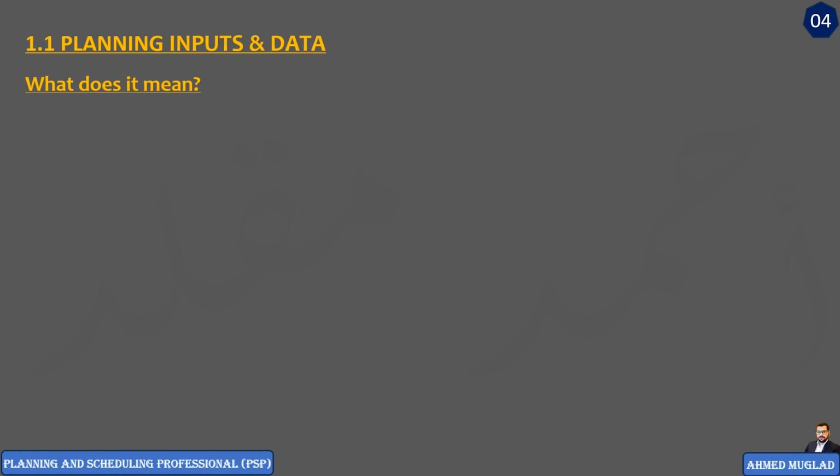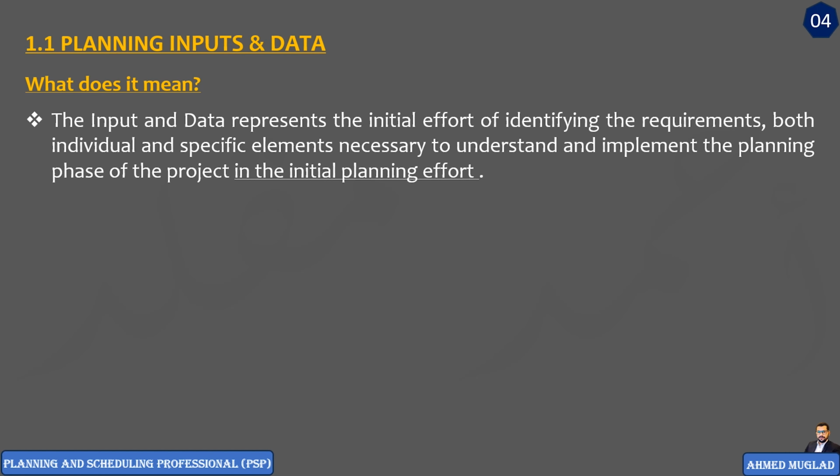So we are here right now, section 1.1, planning inputs and data. The input and data subchapter represents the initial effort of identifying the requirements to understand and implement the planning phase in the initial planning effort. It represents the initial steps of the planning process.